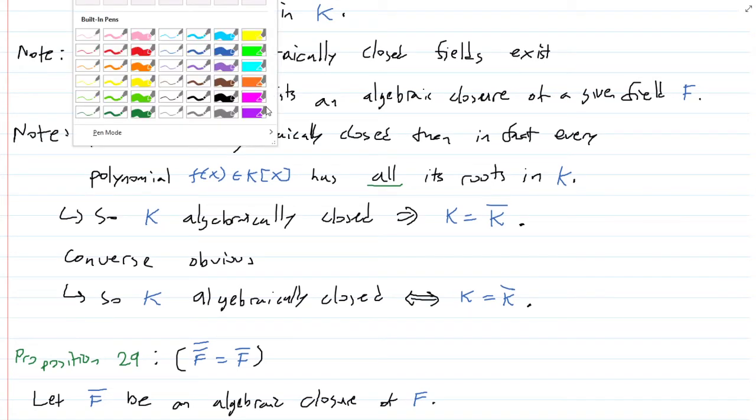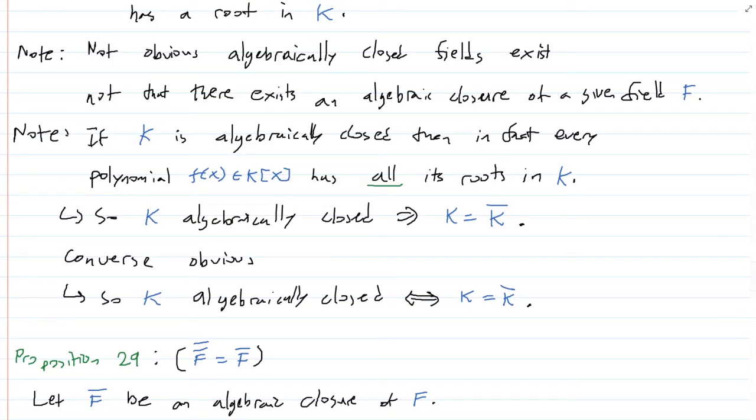So let's continue. It's not obvious that algebraically closed fields exist, nor that there exists an algebraic closure of a given field.